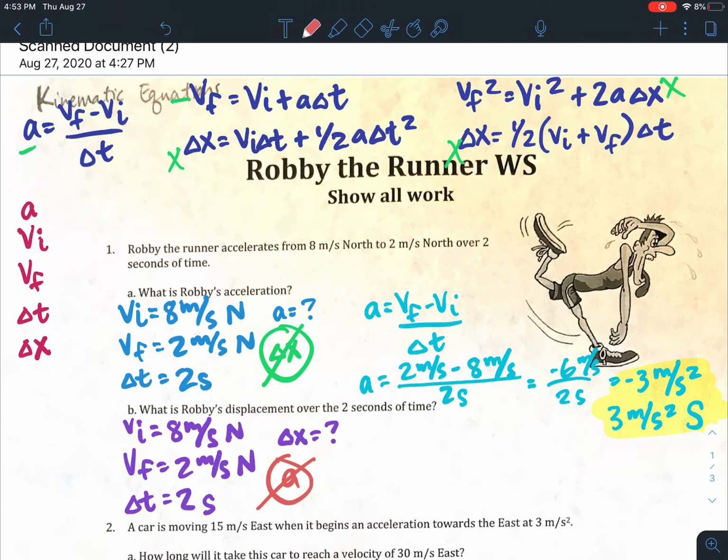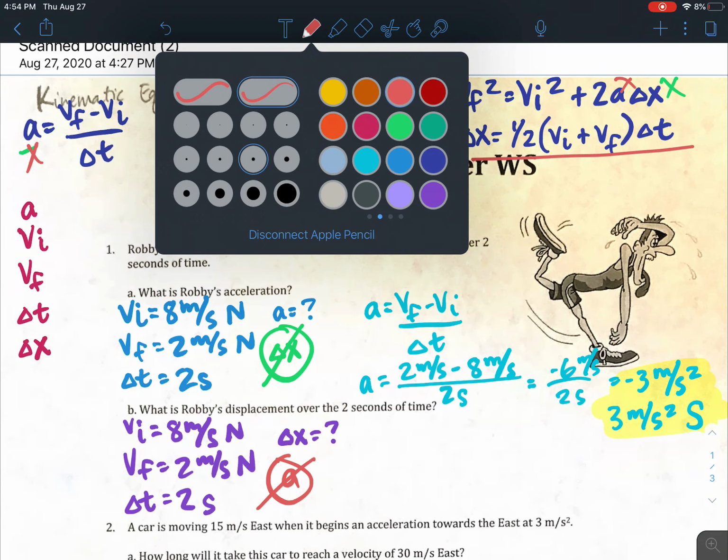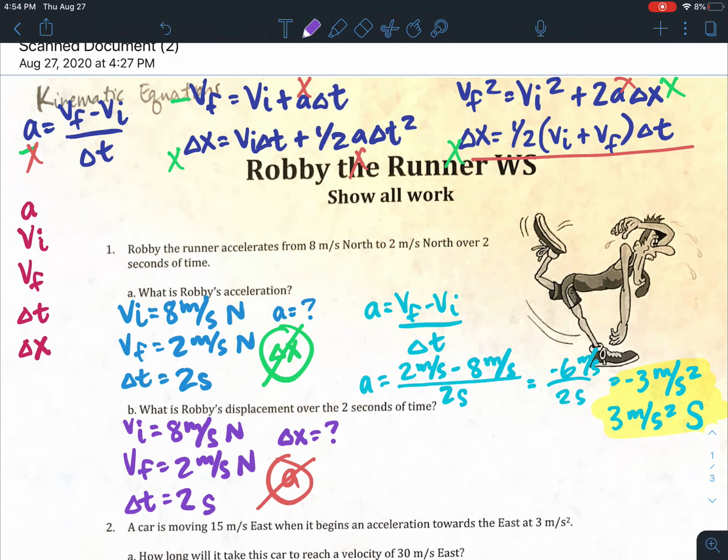If we go up to our equations, this one has A, this one has A, this one has A, this one has A, so that means the only one I can use is that last one. It's the only possibility of an equation that doesn't have acceleration in it. So delta x equals 1/2 times VI plus VF times delta t.